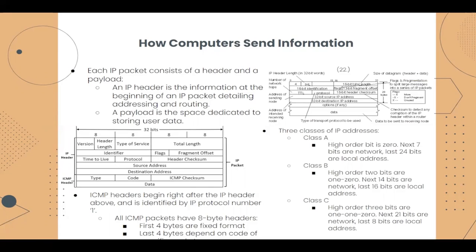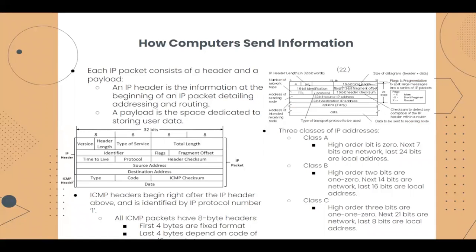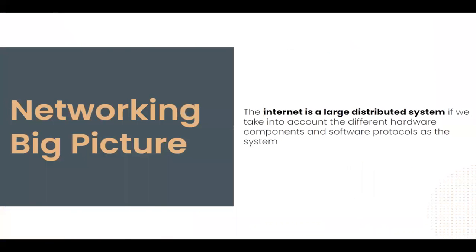There are 3 classes of IP addresses. Class A, high order bit is 0, next 7 bits are network, and the last 24 bits are local address. Class B, high order 2 bits are 10, next 14 bits are network, and the last 16 bits are local address. And Class C, high order 3 bits are 110, next 21 bits are network, and the last 8 bits are local address. The internet is a large distributed system if we take into account the different hardware components and software protocols as the system.